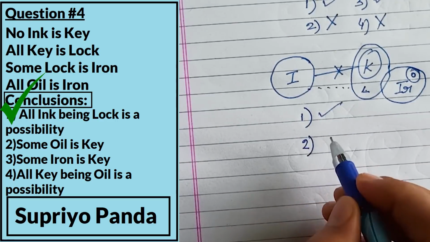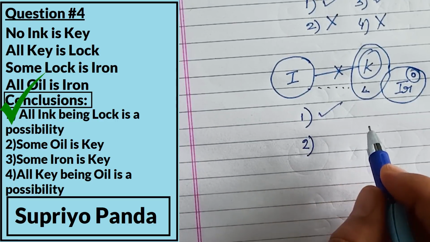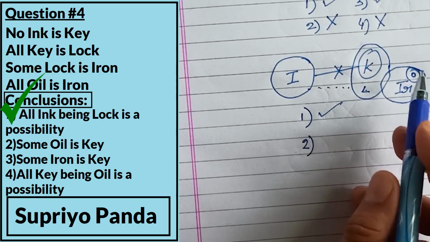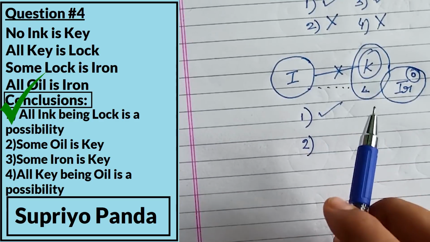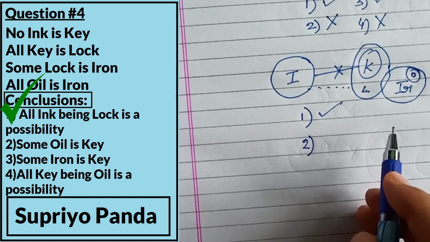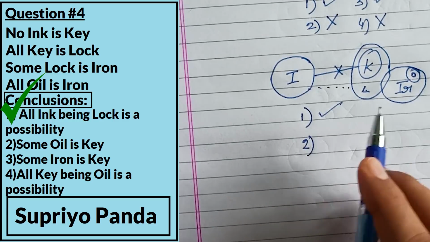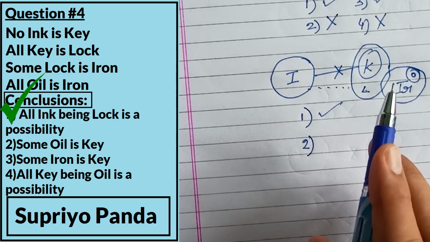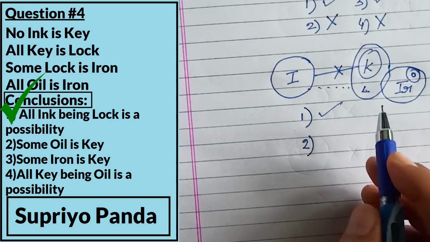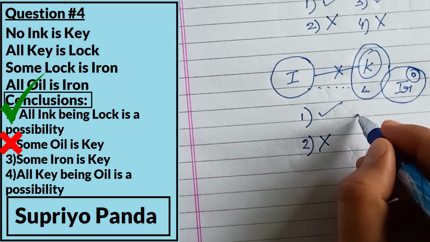The second one, some oil is key. This is a definite statement. Is this definite statement actually possible? Be very careful when you have definite statements like this. You can have statements that say possible, is a possibility, etc., and these are easier, but when you have a definite statement, you must definitely be able to conclude it. So can you definitely conclude this? No, you cannot. So this is not correct.